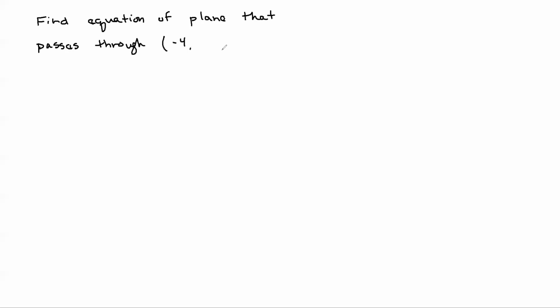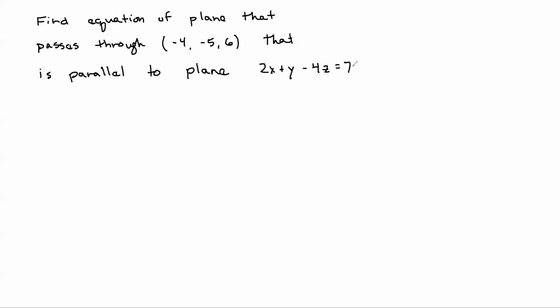Next, let's move on to planes. Find the equation of the plane that passes through (-4, -5, 6) that is parallel to the plane 2x plus y minus 4z equals 7.